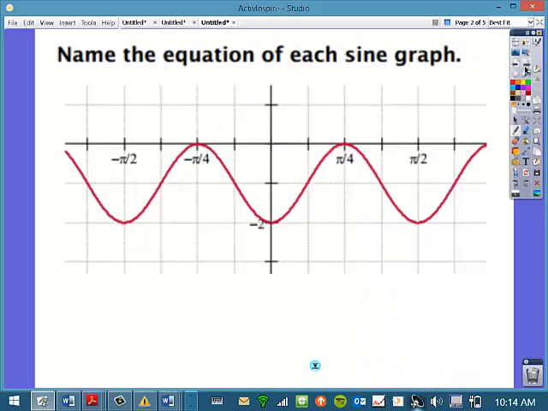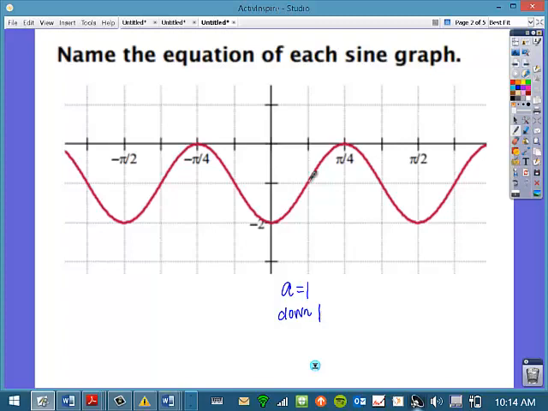So here's our first one. Name the equation of this sine graph. So first we're going to look for the amplitude. My max is at 0, my min is at -2. Divide that by 2, my amplitude is 1. But I shifted this graph down, like it's not from 1 to -1, it's 0 to -2. So I shifted it down 1.